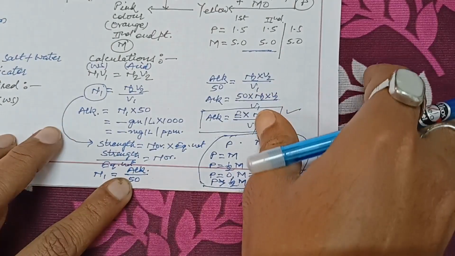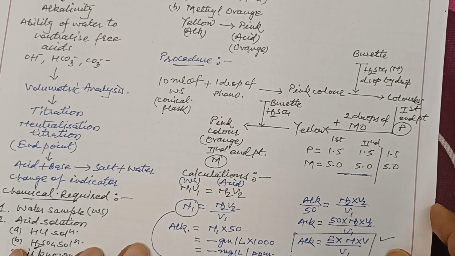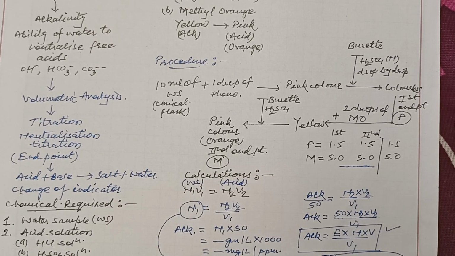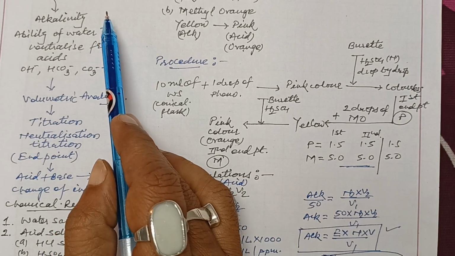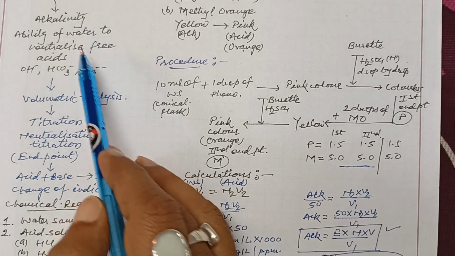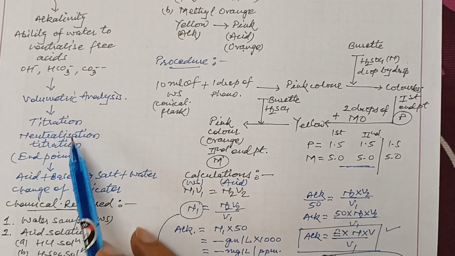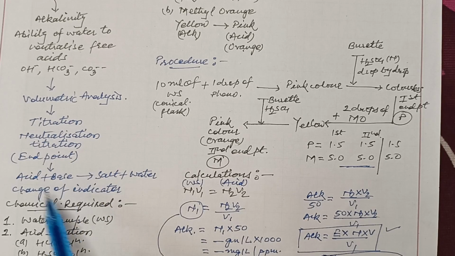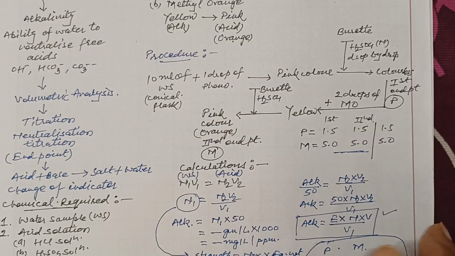This is the way we can calculate the alkalinity content of a water sample in the laboratory. I have discussed the determination of alkalinity of water: what alkalinity is, the definition of alkalinity, how we can determine the alkalinity in the laboratory, why the determination method is called the neutralization and titration method, the reason behind it, the chemicals required for the procedure, the whole procedure, and the calculations.